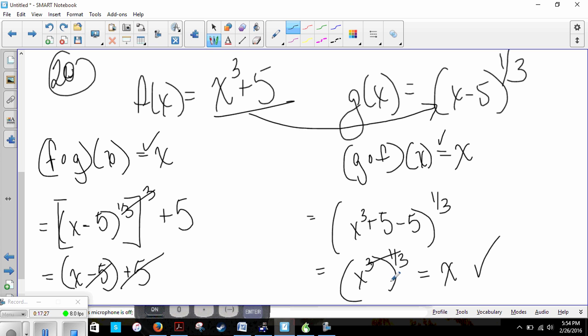So these are inverses of one another. And that is what your Chapter 2 test will be like.